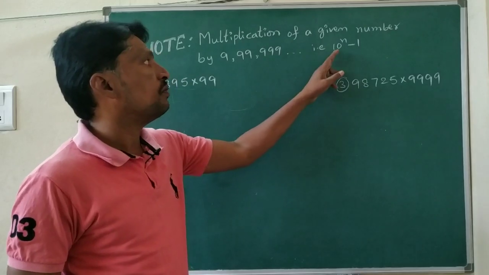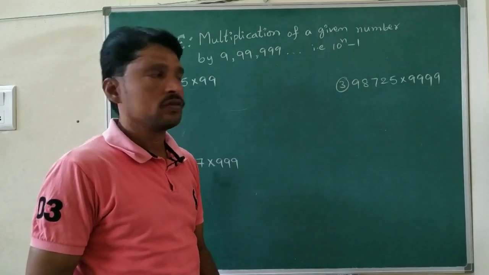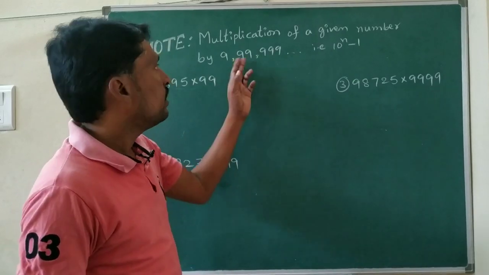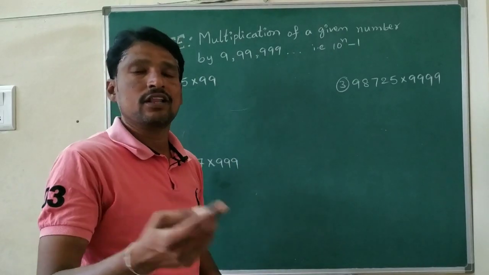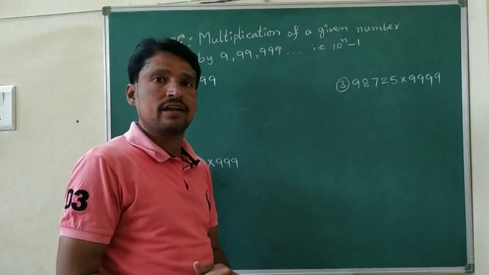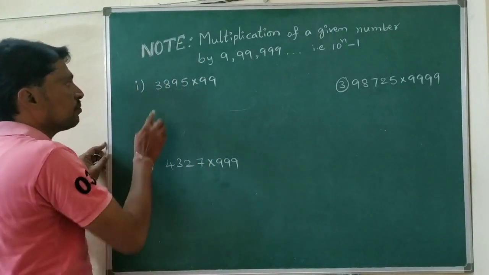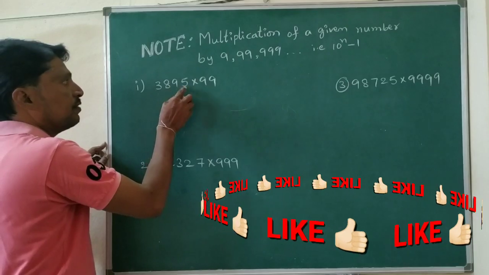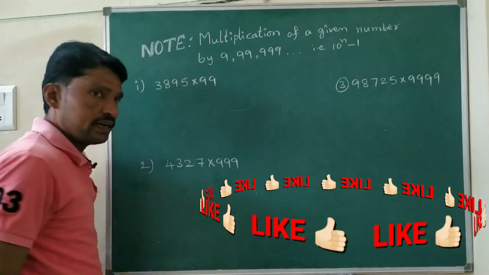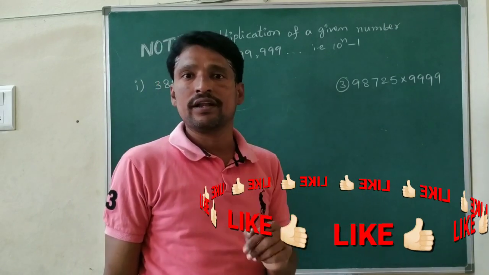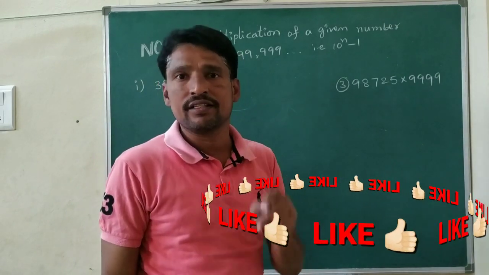It is of the form 10 power n minus 1. So 9 we can write as 10 minus 1. 99, how do we write it? 10 square minus 1. 10 square means 100, minus 1. Now we can see the first question, 3895 into 99. So 99 is nearer to 100. 100 minus 1 is 99.